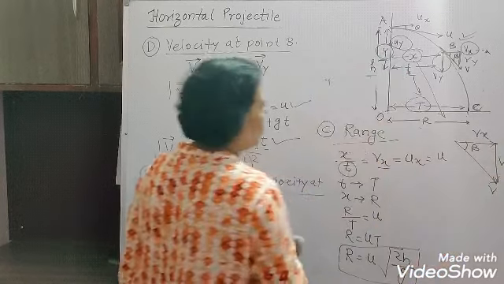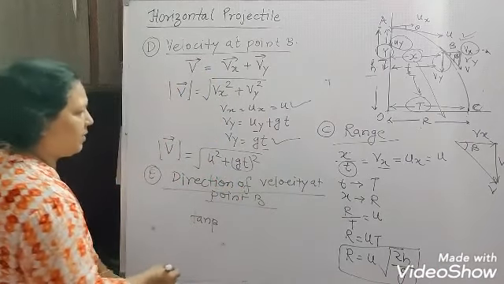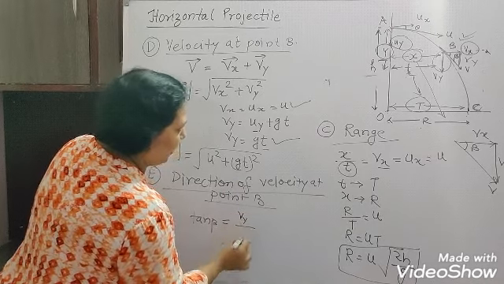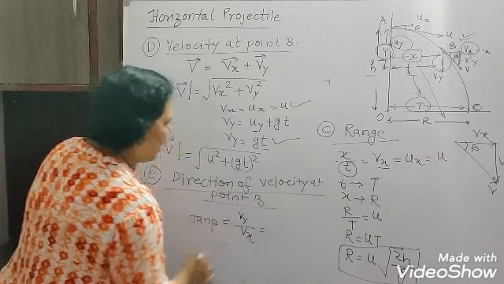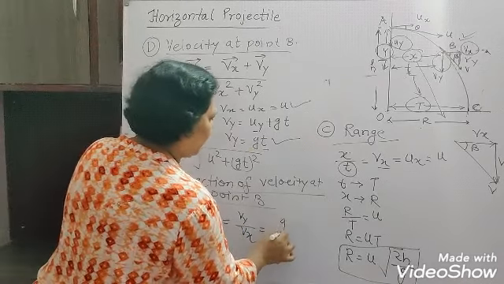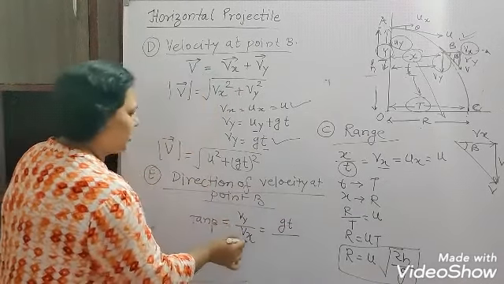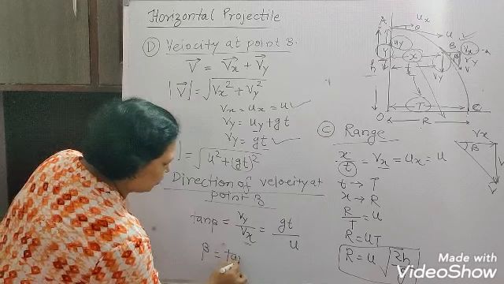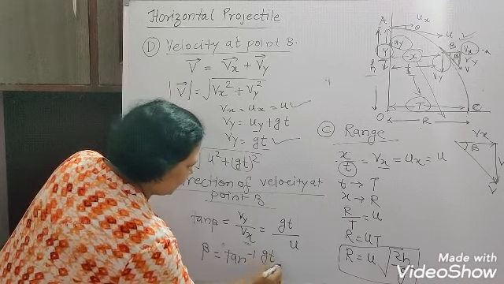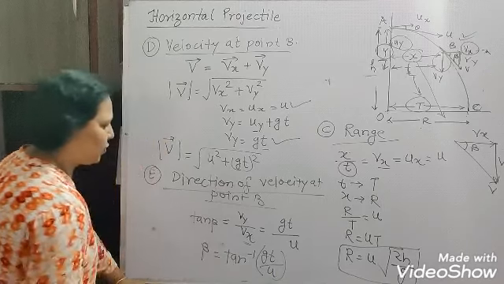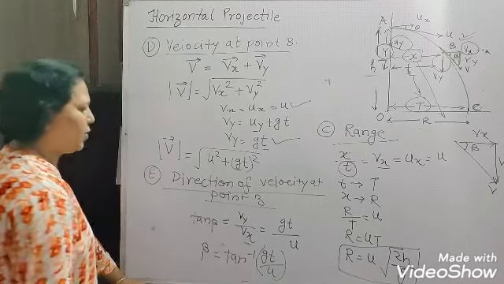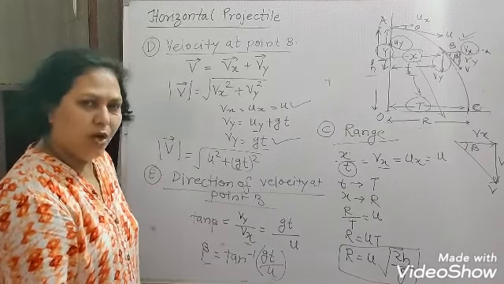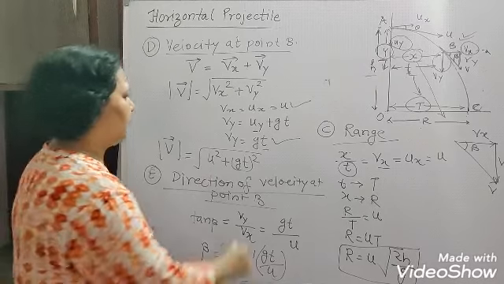Okay, so we have to calculate angle beta. Tan beta is equal to perpendicular, that means vy, upon base, that means vx, and vy we have calculated already, it is gt, and this vx is equal to u. So we can say simply beta is equal to tan inverse gt upon u. This way we will calculate the direction also. This beta is the angle from the horizontal. So this is the generalized formula.